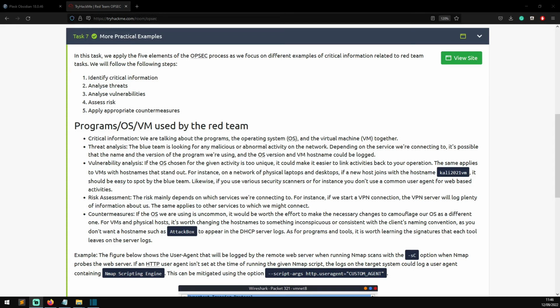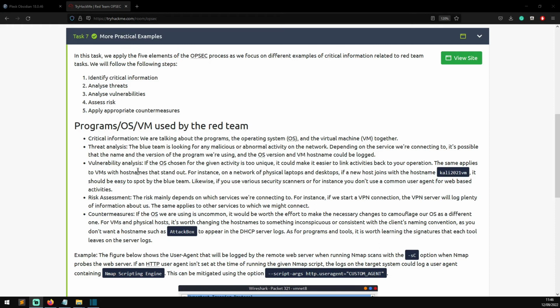Programs, operating systems and virtual machines used by the red team. Critical information. We are talking about the programs, the operating system, the virtual machine together. Threat analysis. The blue team is looking for any malicious or abnormal activity on the network. Depending on the surface we're connecting to, it's possible that the name of the version of the program we're using and the OS version and VM hostname could be logged.